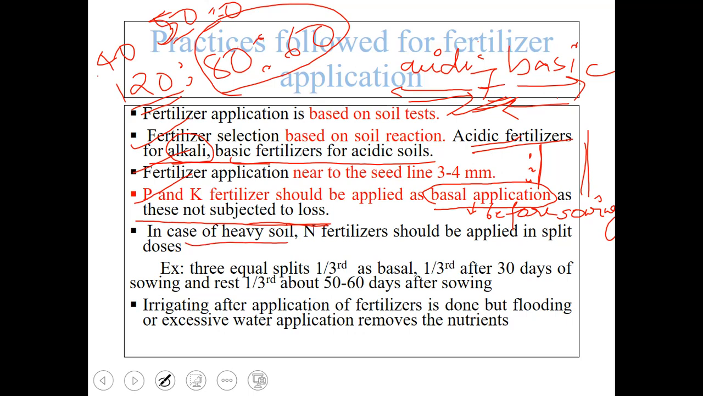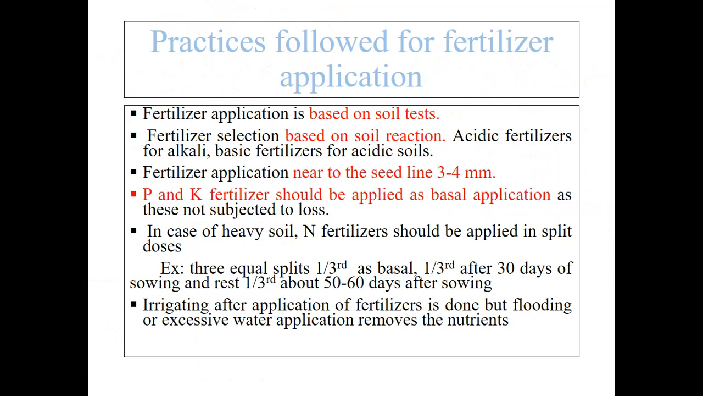Okay, and in the next point you can see, in case of heavy soil, meaning clay soils, nitrogen fertilizer should be applied in split doses, just like what I told. 3 equal splits can be done. One third as a basal dose, that is before sowing, one third 30 days after sowing, and the rest one third about 50 to 60 days after sowing. Like that we can split the nitrogenous fertilizer.